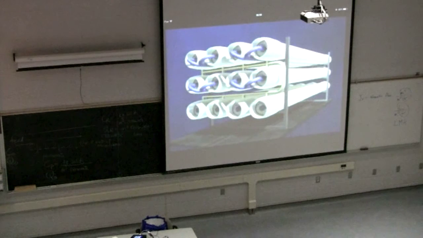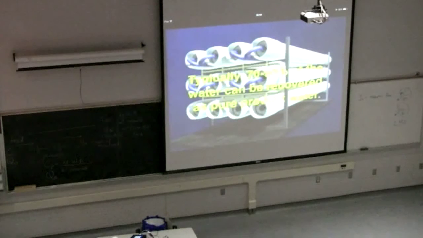And the reject or concentrate from that vessel may then flow through another vessel producing more permeate. The remaining concentrate may then be disposed of as waste or partially recycled as the feed. Typically, 70 to 90% of the water can be recovered as pure product water.